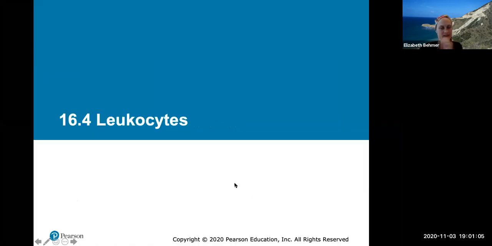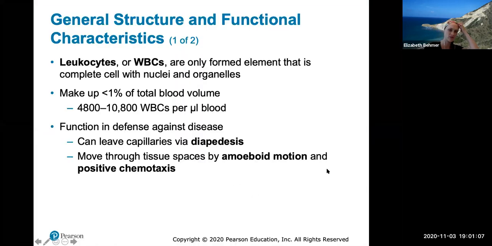Because blood is extremely detailed and really important. The leukocytes: there are 5 types of leukocytes, and I do want you guys to know the 5 types of leukocytes. These are the white blood cells. These are formed elements, a complete cell with the nucleus and organelles. They make up less than 1% of your total blood volume, and they function in defense against disease.